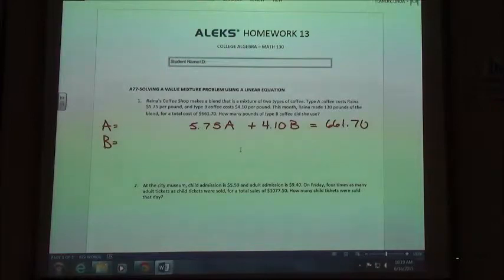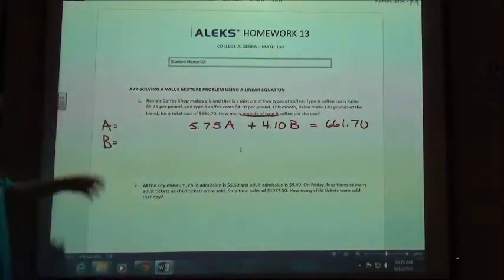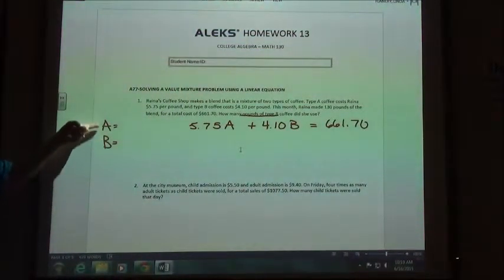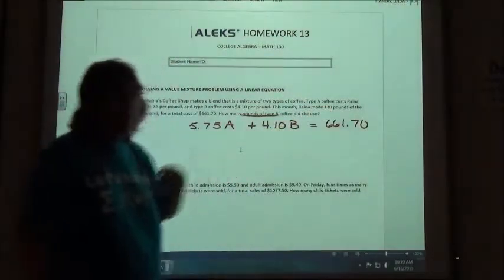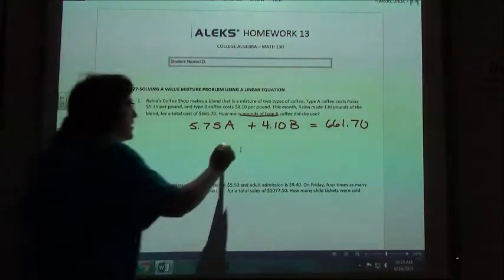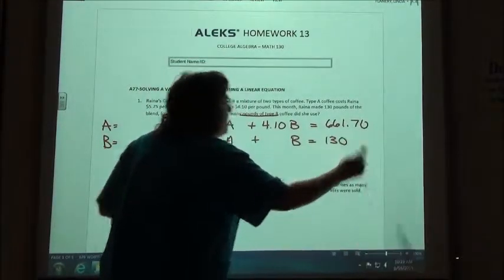My other equation in this case has to do with how many pounds of coffee we did. B is the number of pounds of B, A is the number of pounds of A. We know that there was a total of 130 pounds, so we know that A plus B equals 130.